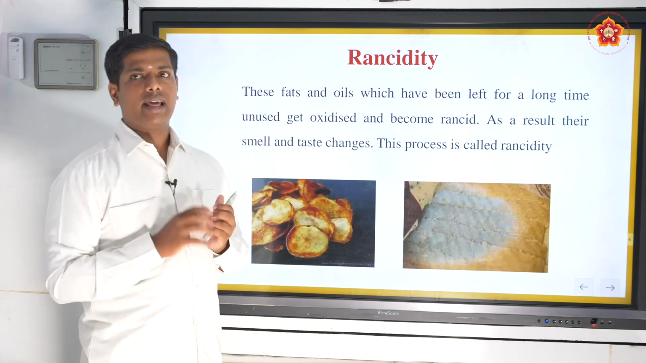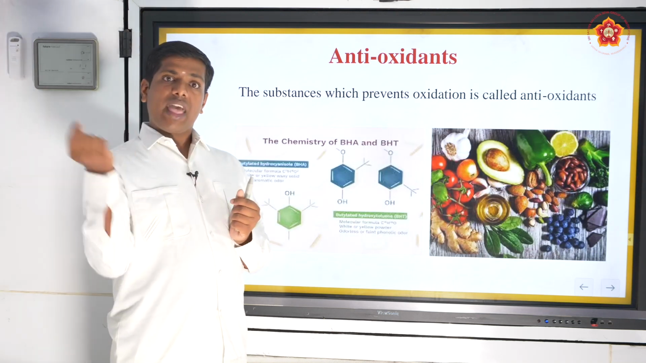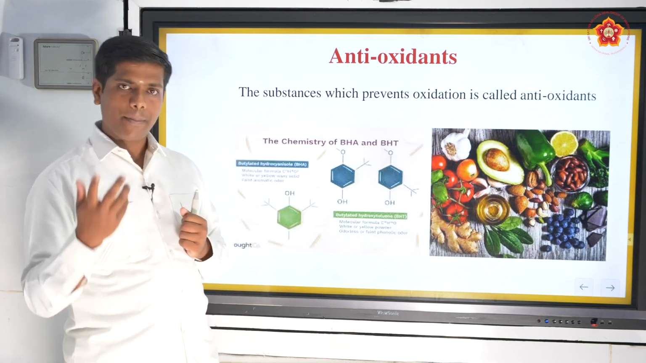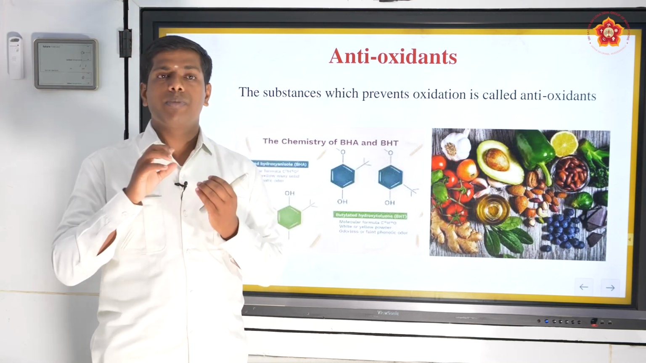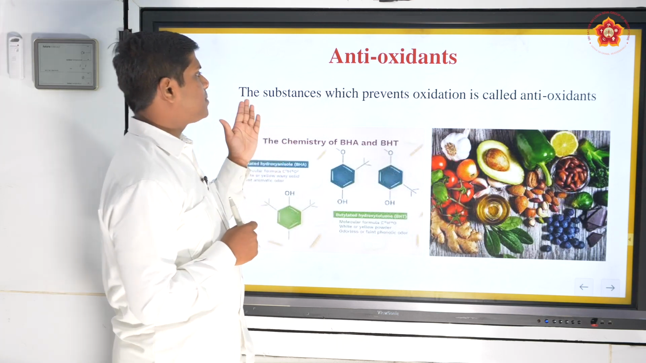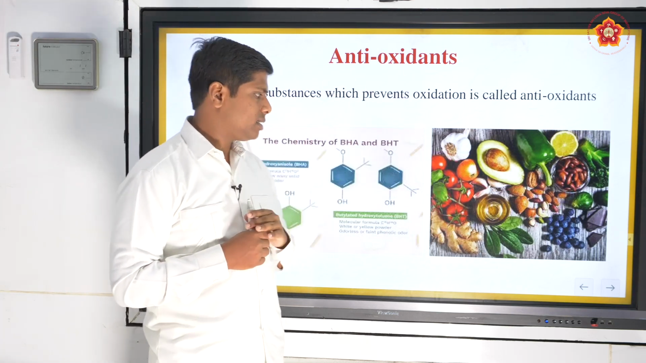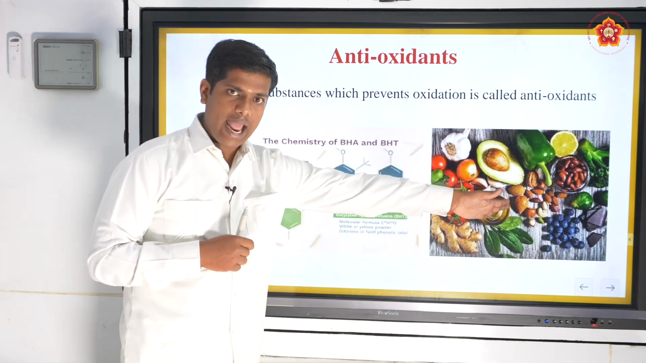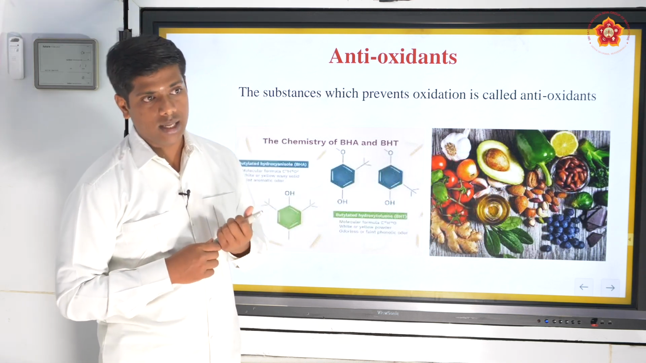How to prevent rancidity? We use antioxidants to prevent rancidity. For example, chips packets are always manufactured with nitrogen gas, because why? To prevent rancidity. Substances which prevent oxidation are known as antioxidants, and these are some of the natural antioxidants. These are the synthetic antioxidants.